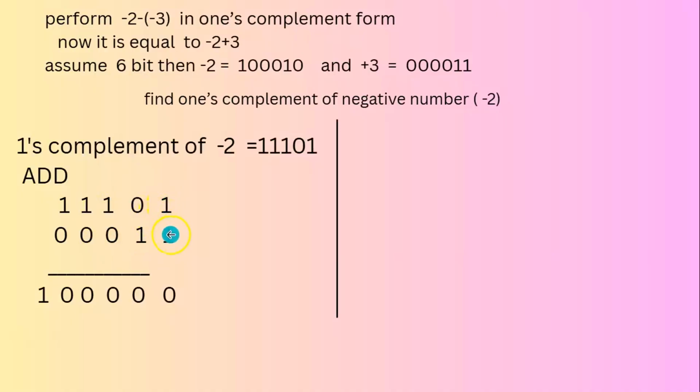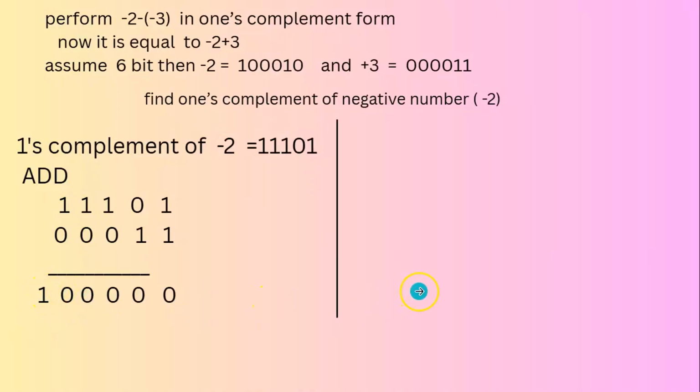So 1 plus 1 becomes 1 0 in binary. That means 0 will come here, and 1 will be taken as a carry. Again 1 plus 1 is 1 0, 0 is written here and 1 becomes the carry. Again 1 plus 1 is 0 with a carry of 1. Again you add here, 1 plus 1 is 1 0, so 0 is stored here and 1 is a carry. Again 1 plus 1 is 1 0, so 0 will come here and 1 will be stored here.